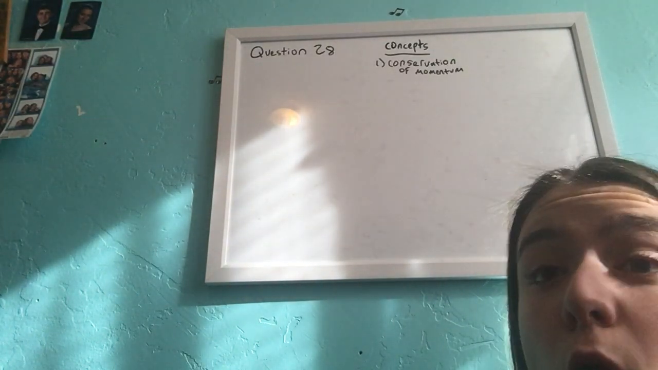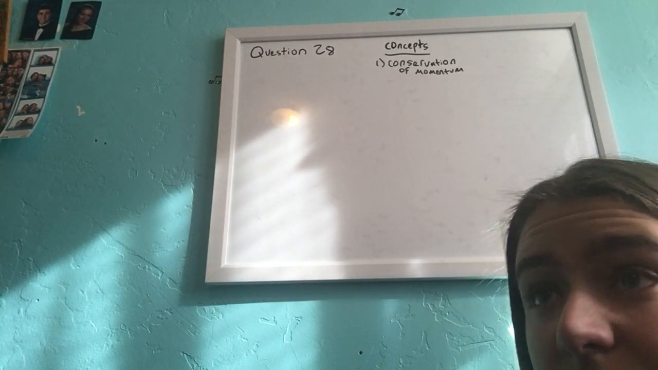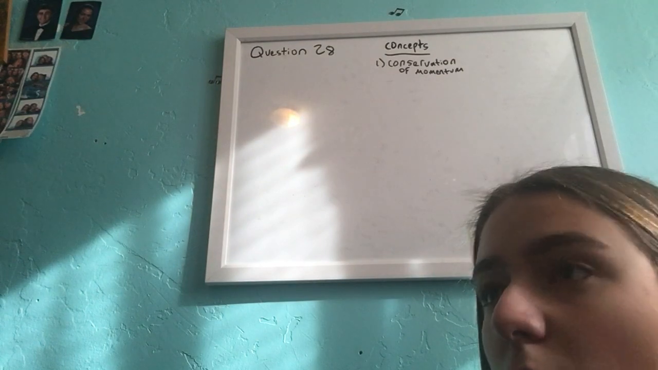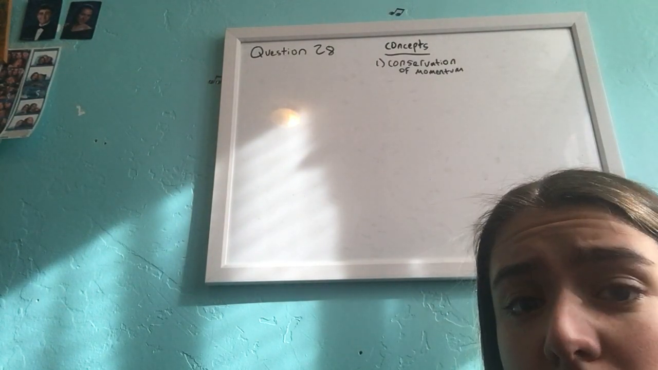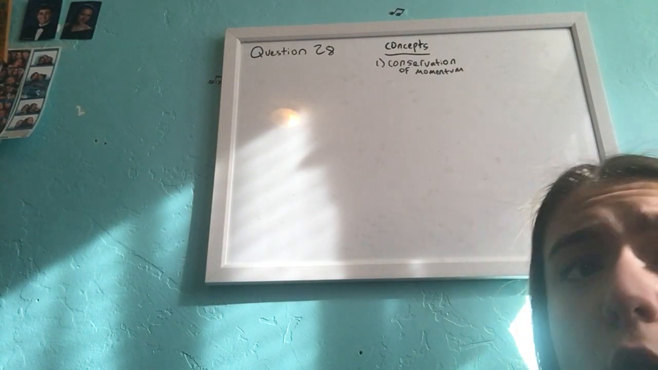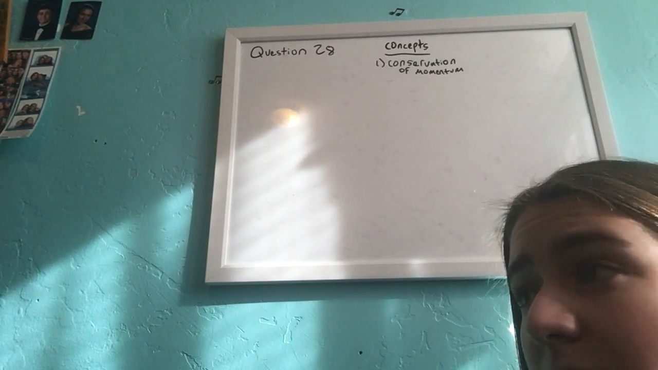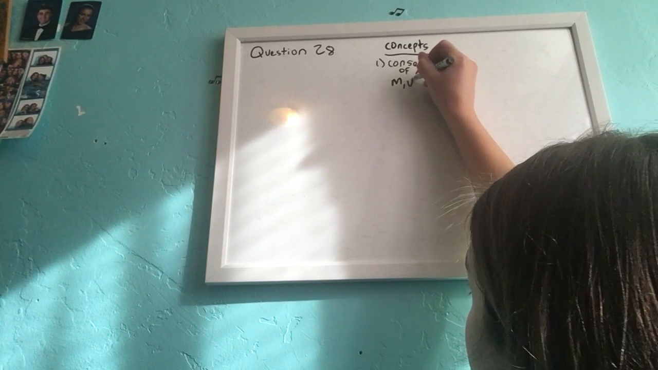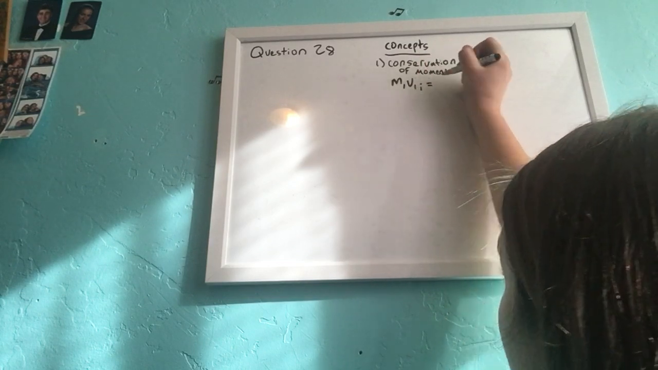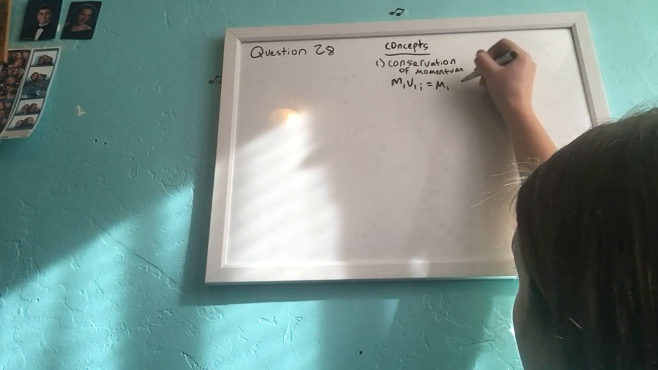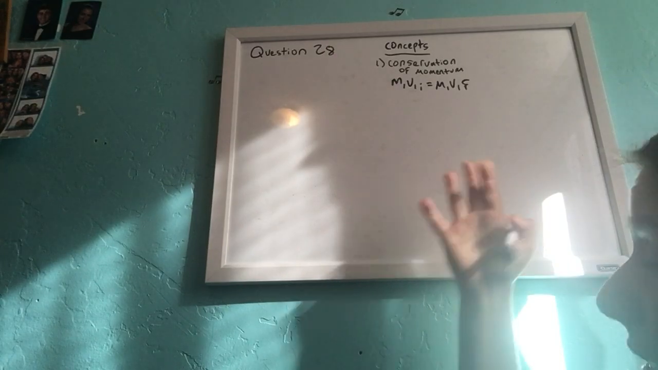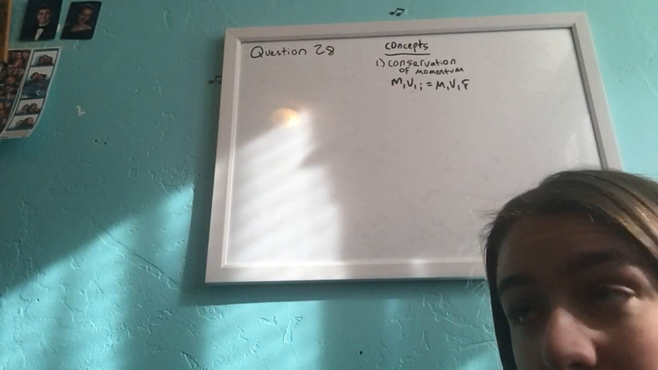And this will only happen in an isolated system. That means no external forces can be acting if momentum is conserved. It only happens in an isolated system. So I'll just write the equation for that: mass 1, velocity 1 initial equals mass 1, velocity 1 final. As you can see here, it shows conservation of momentum.